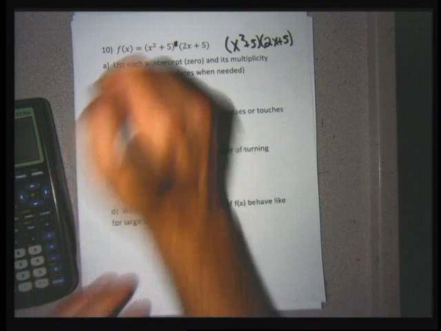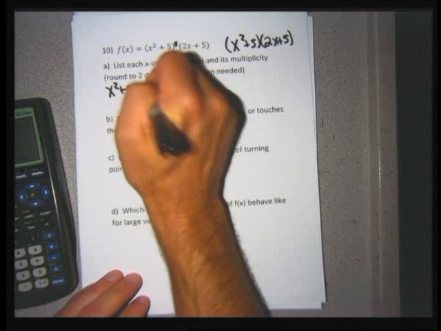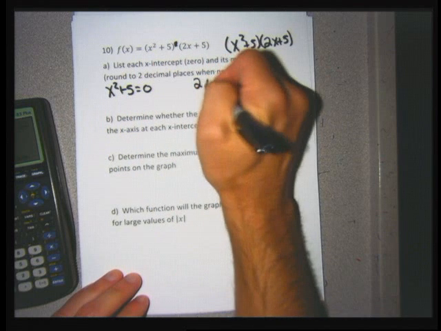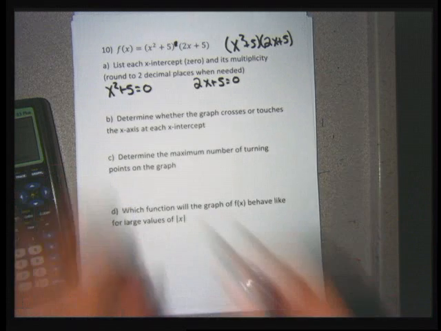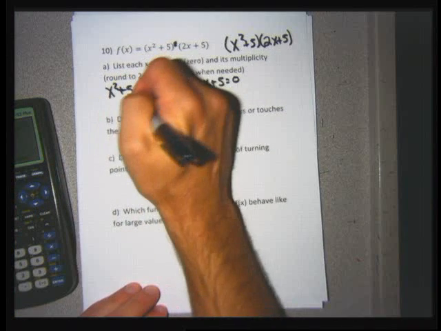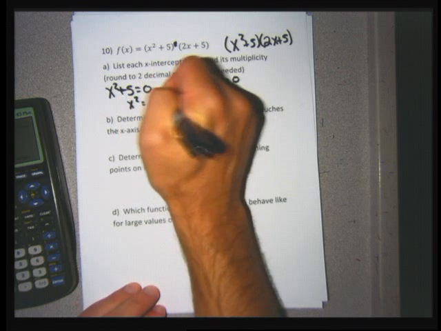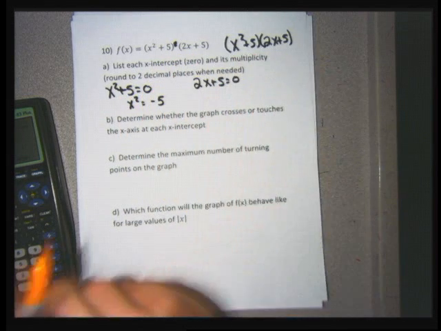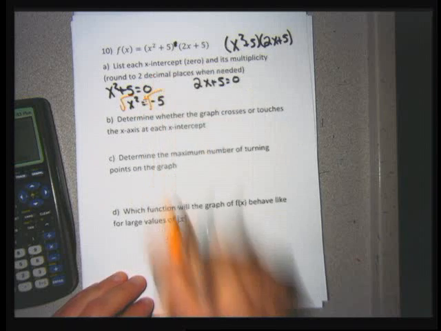So finding the x-intercepts, I'm just going to take the x squared plus 5 and set it equal to 0. The 2x plus 5, set it equal to 0. For the x squared plus 5, that doesn't factor. I'm going to minus 5 from both sides. When I minus 5 from both sides, I get x squared equal to negative 5. And then I'm going to go square root, plus or minus square root.